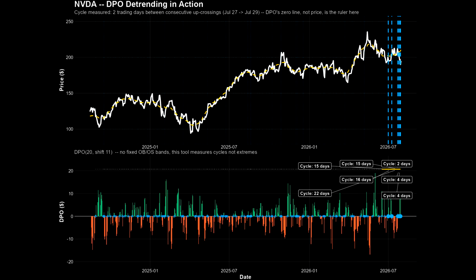Underneath, DPO sits on a zero line only, no fixed bands, because DPO isn't built to flag extremes, it's built to isolate cycles. Every zero crossing gets marked, and once 2 consecutive same-direction crossings exist, the spacing between them gets labeled as a cycle length estimate. Watch the labels accumulate as the video advances. A run of tight 2 to 4 day cycles late in the window, following several earlier 15 and 16 day cycles. A visible record of how a stock's dominant short-term rhythm drifts as conditions change. Not a fixed number you could read off any single frame.